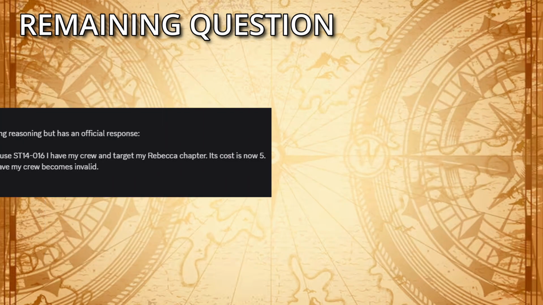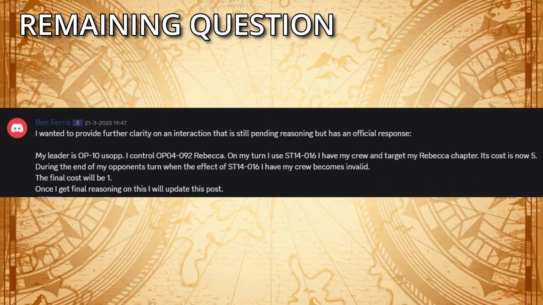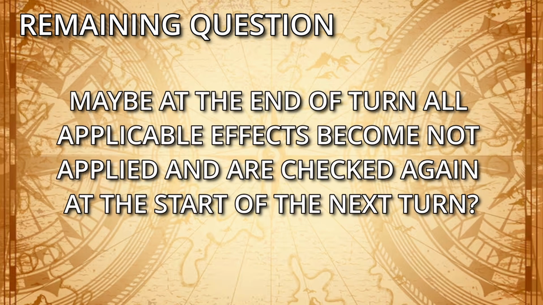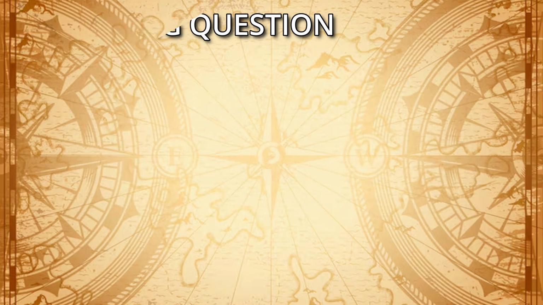However, the official ruling states that it would go back to a 1 cost, so somehow Usopp does not apply anymore, even though normally he can fulfill his own condition. The moment this is known, I will probably create a very small part 3 to address this.